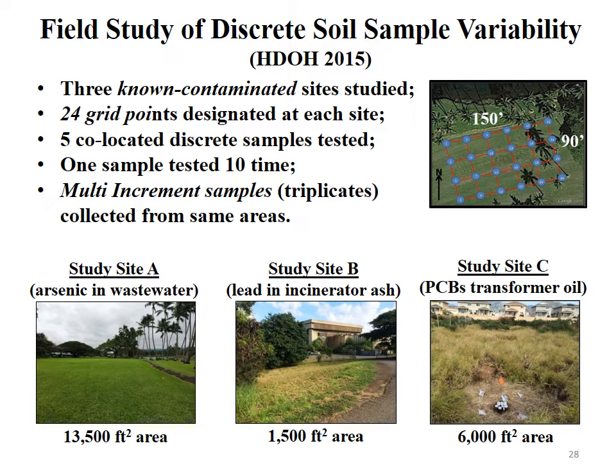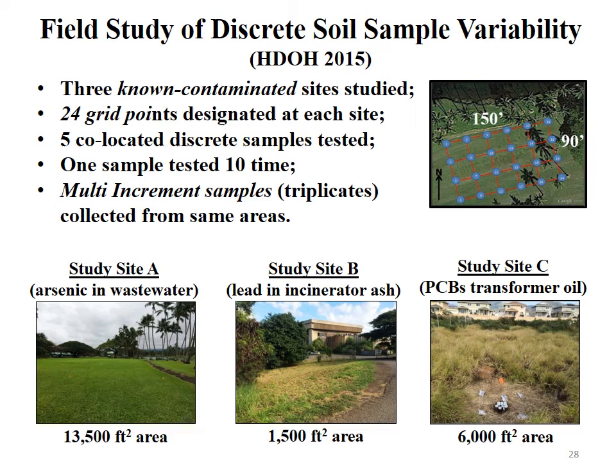So we carried out a field study of discrete soil sample variability. We picked 3 sites in Hawaii, and then using grant money from US EPA Region 9, we collected hundreds of co-located discrete samples at each study site. At each of these sites, we designated 24 grid points. Around each grid point, within about a 1 meter square area, we collected 5 co-located discrete samples.